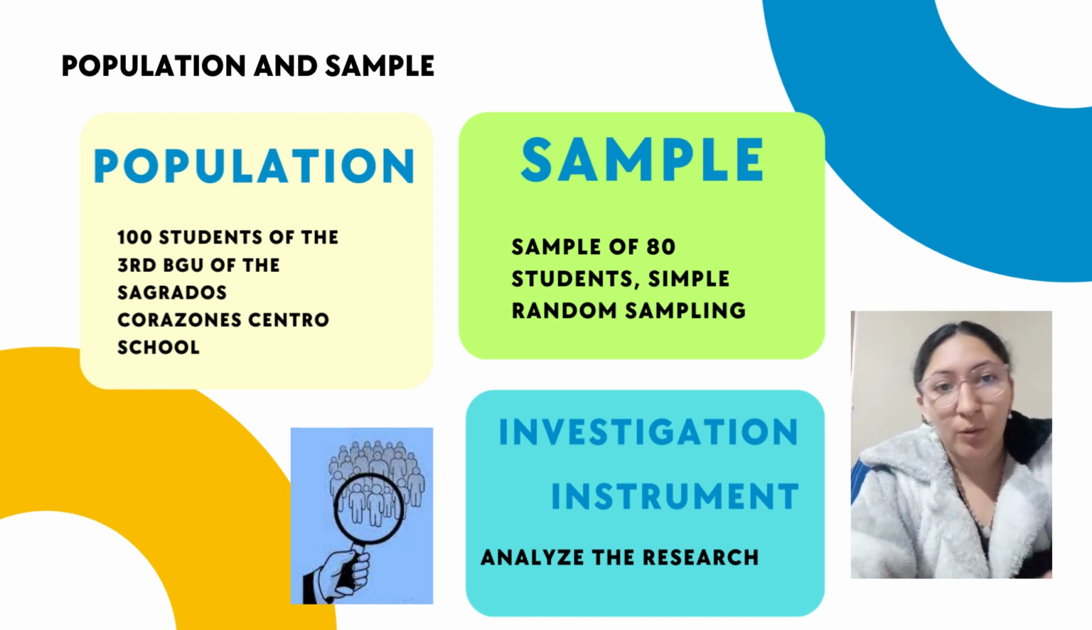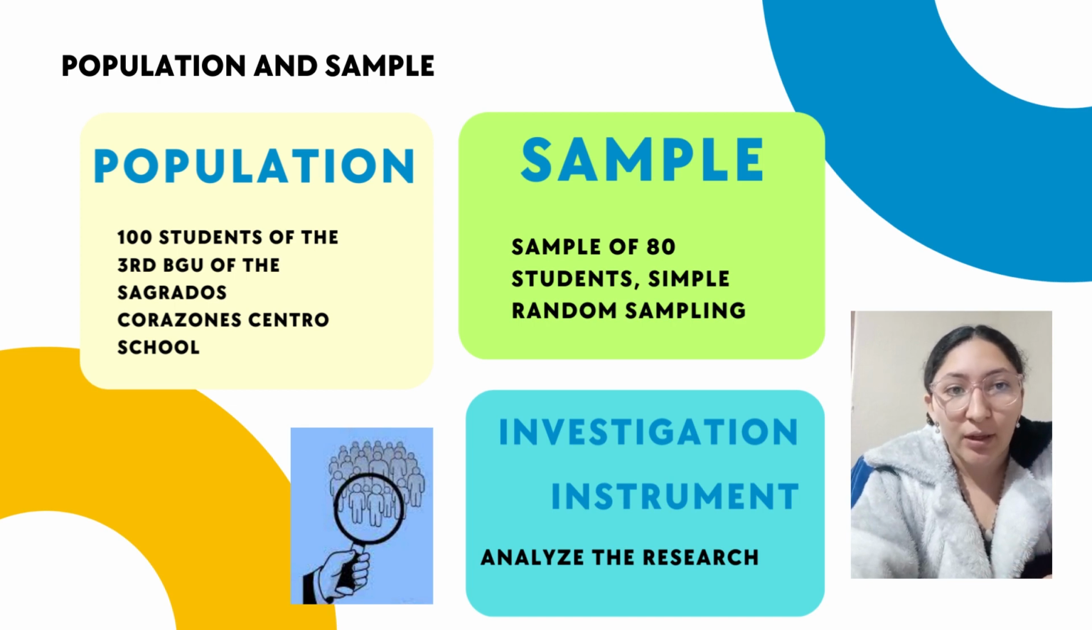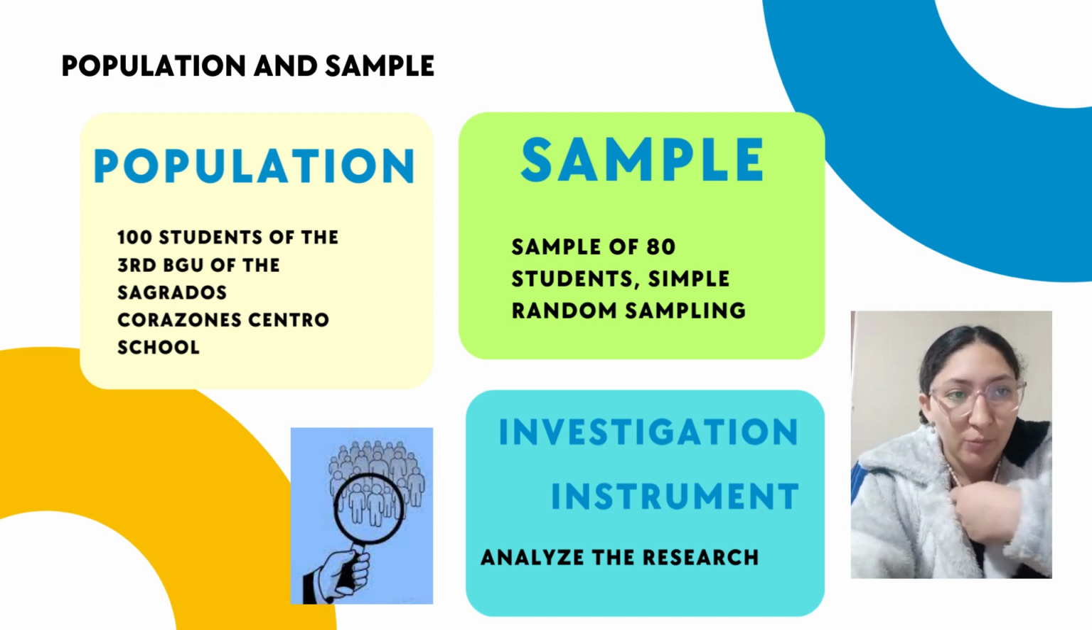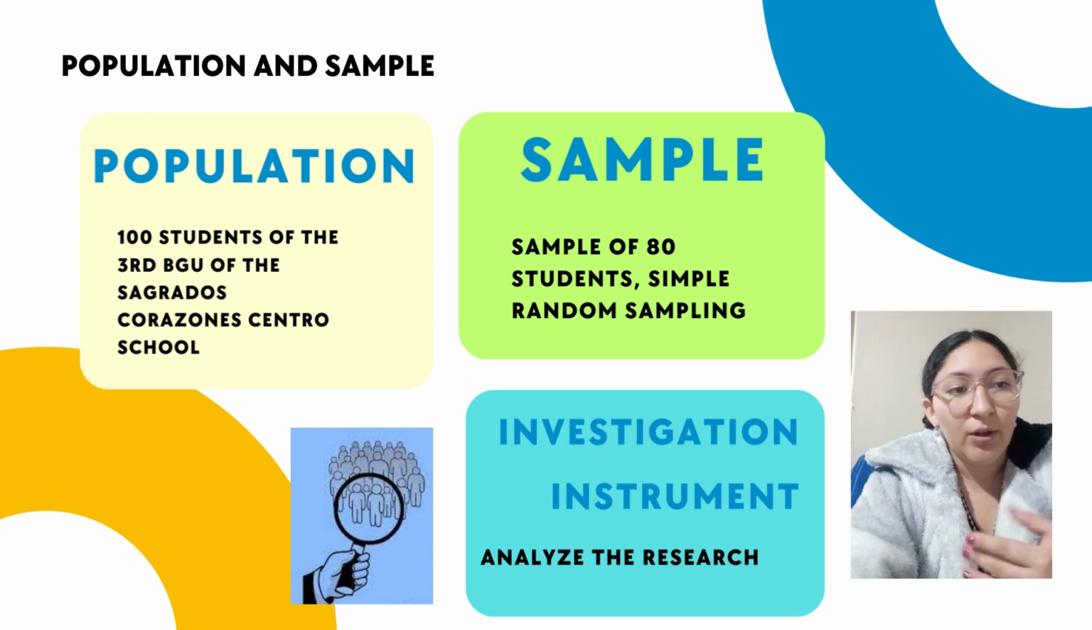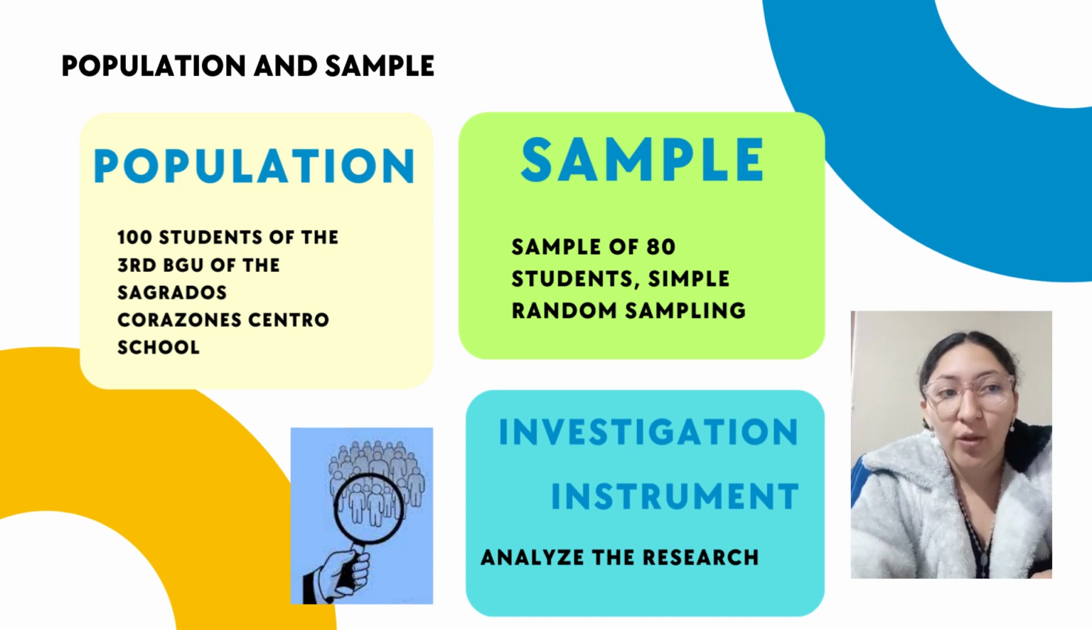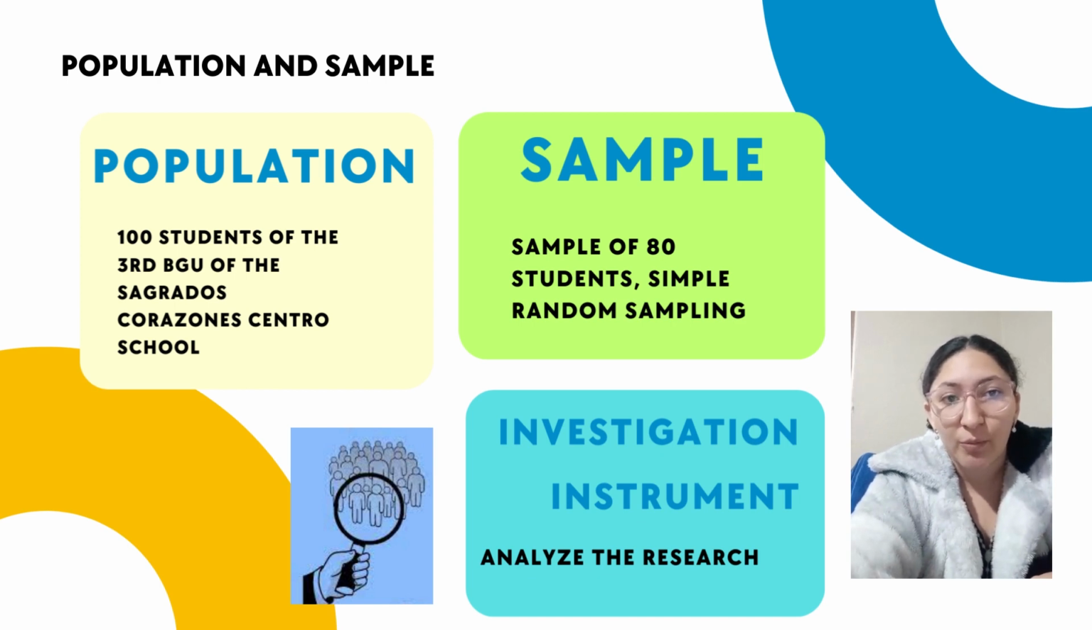2023. Sample. Although the population consists of 100 students, to carry out data collection the sample consists of 80 students. One of the groups will be the experimental group, while the other will play the role of the control group, with 40 students in each group.